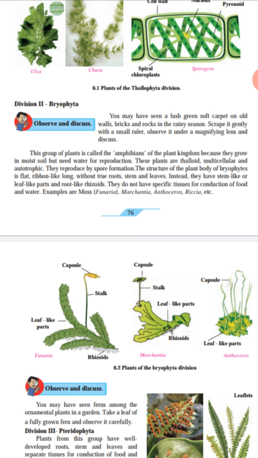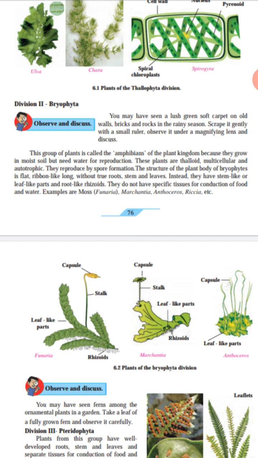This group of plants is called the amphibians of the plant kingdom because they grow in moist soil but need water for reproduction. That is why the plants in this division are called amphibians.